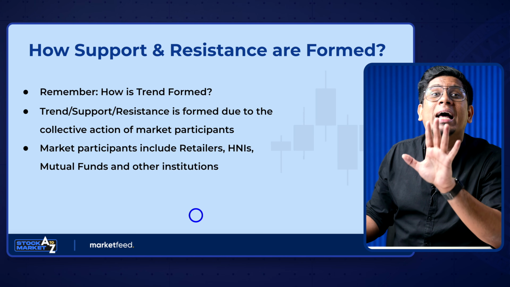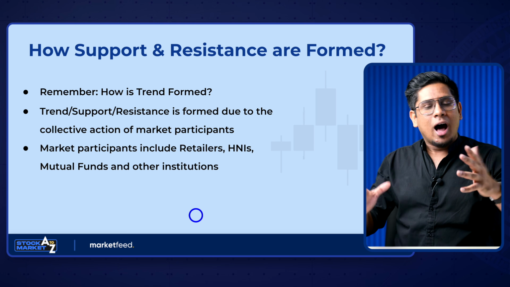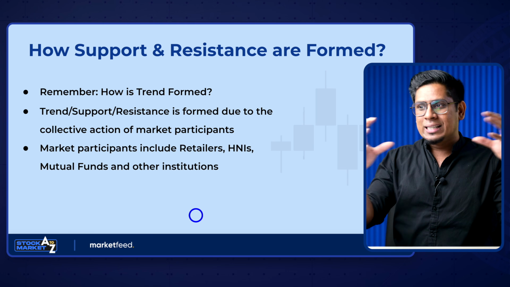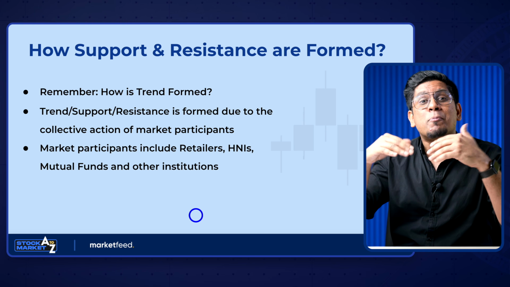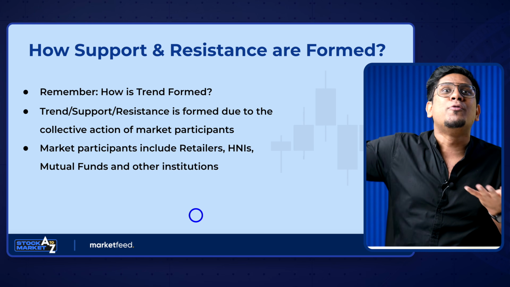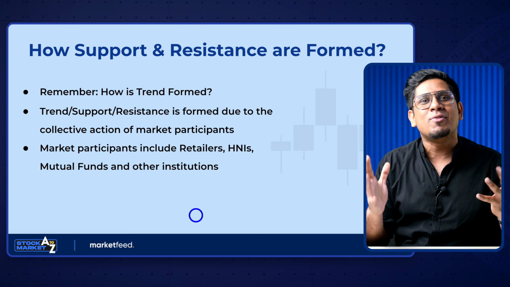Now let us talk about the magic that we spoke about. How is this even happening? I mean, a price level can be important, but how can we say that the stock will act in a predictable manner at the same level in the future also? How does this even happen, right?